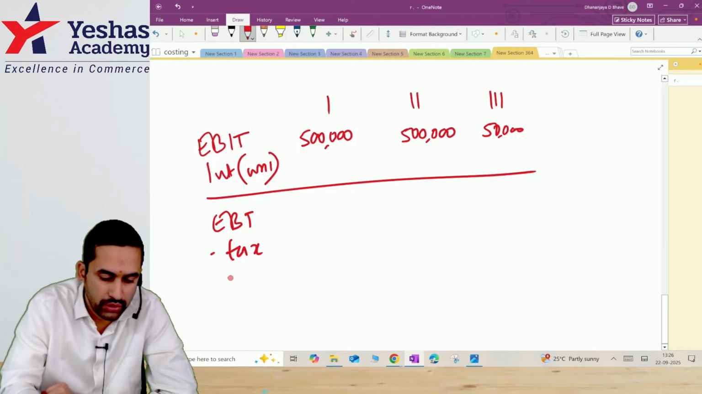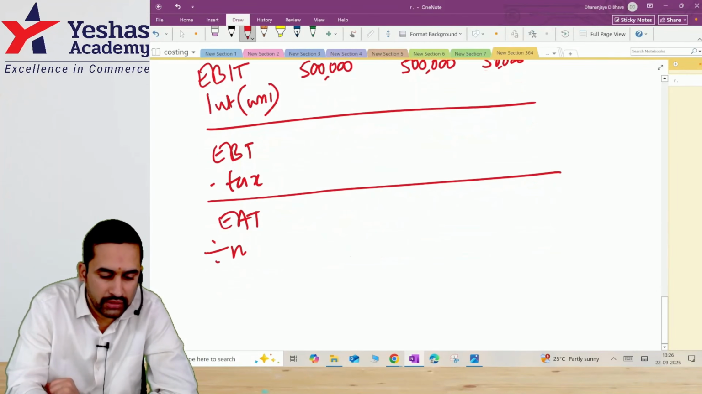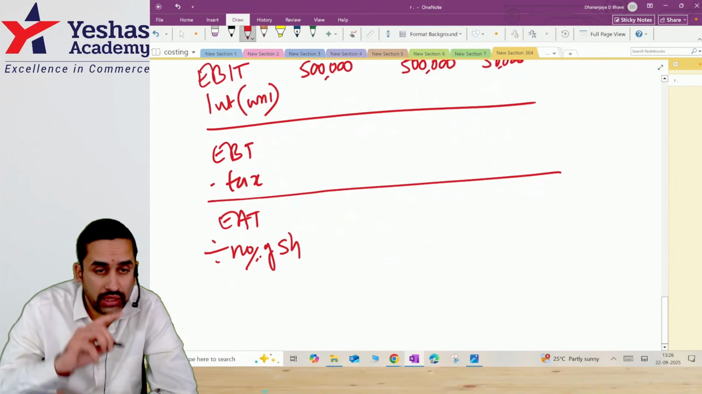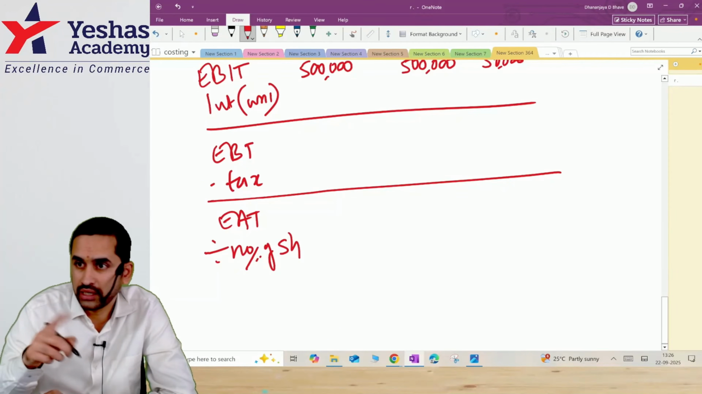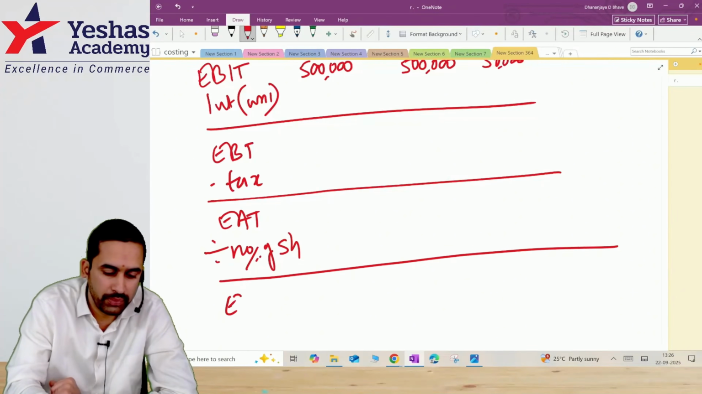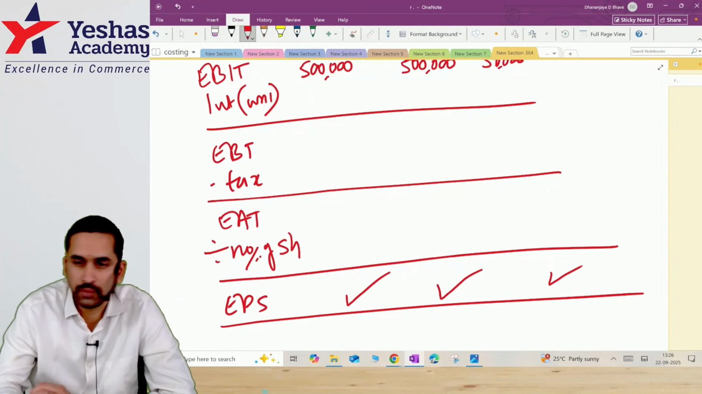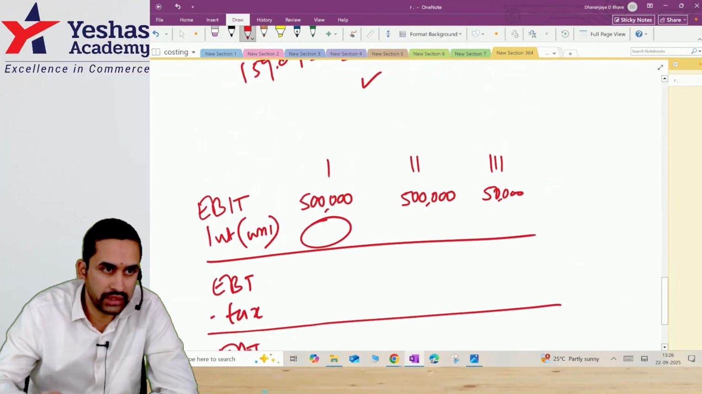If you take that out, you reach EAT. There were no preference shares. You have to then divide by number of shares. Now this number of shares will depend on the price at which you are issuing. That will change. There was some decline, they said. This will give you EPS. 3 EPS numbers will come, whichever is highest, that is the best one. I'll just show you how to do interest calculation.